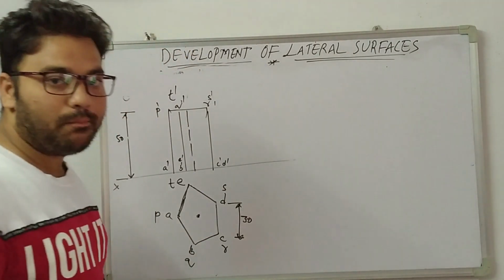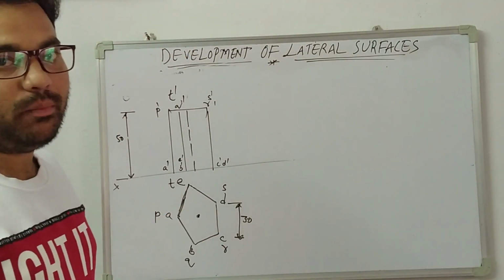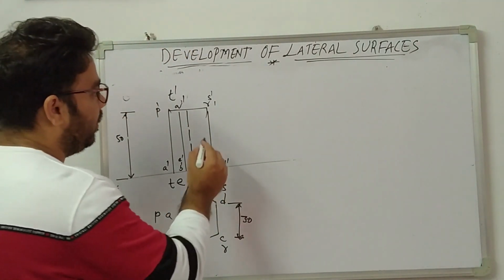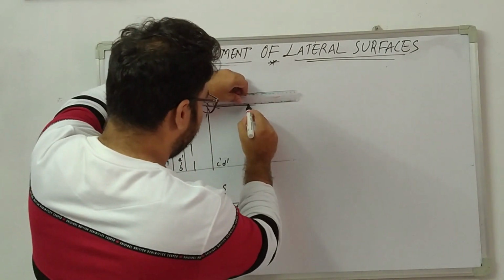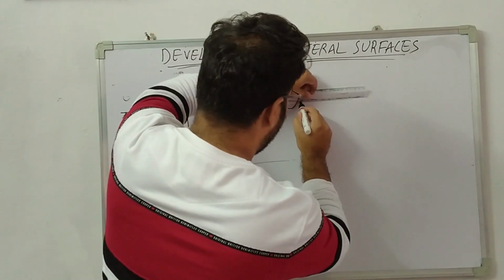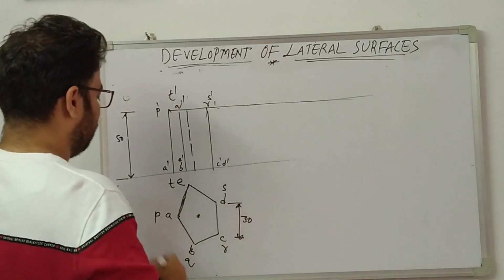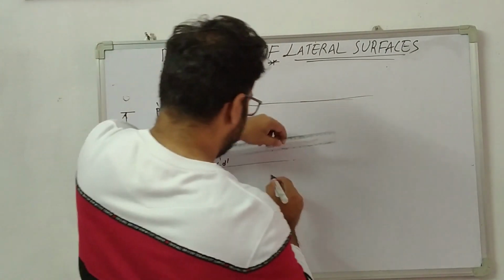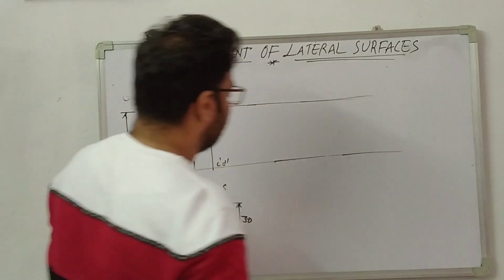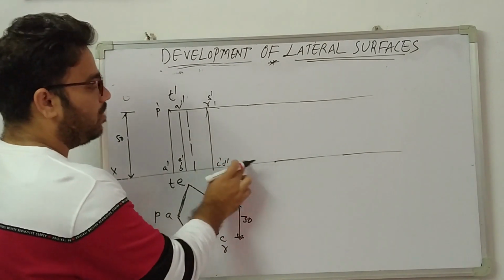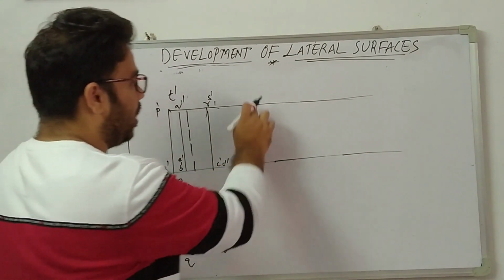Now we are using the parallel line method to draw the development of this solid. So simply draw a horizontal line up to some extent. So this is my reference axis. The reference axis is also extended. Now from here to here, give some gap and draw the height.